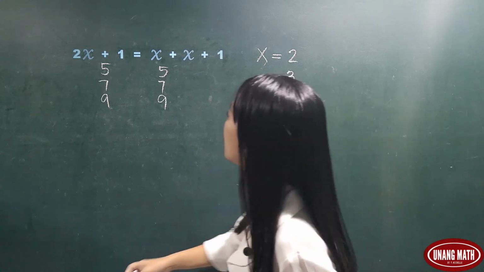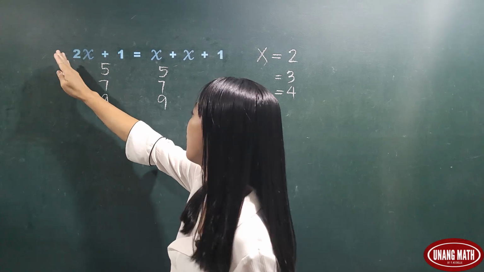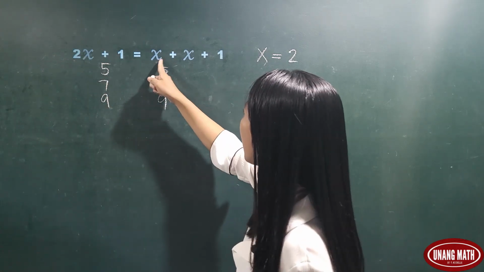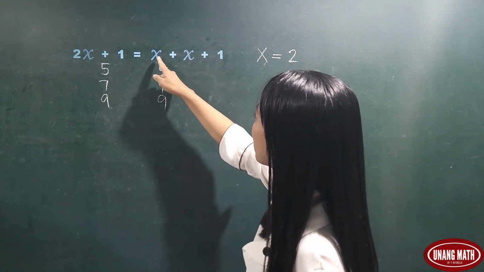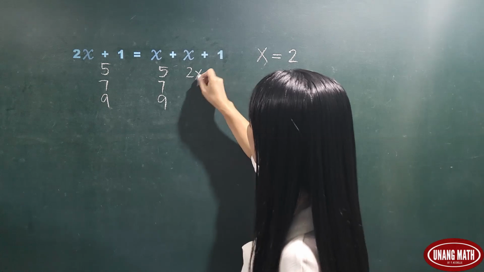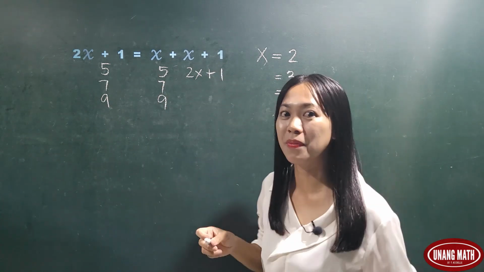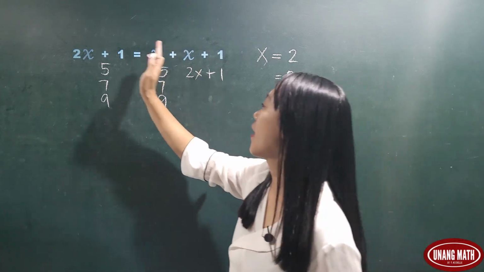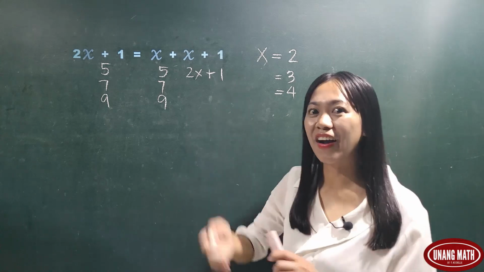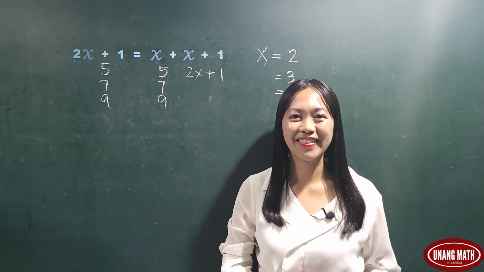If we look at the left side, 2x plus 1, this is equal to x plus 1. Combining like terms, x plus x is 2x, plus 1. So 2x plus 1 is equal to 2x plus 1. So the expressions on the left side and on the right side are equal. So it's an identity equation.